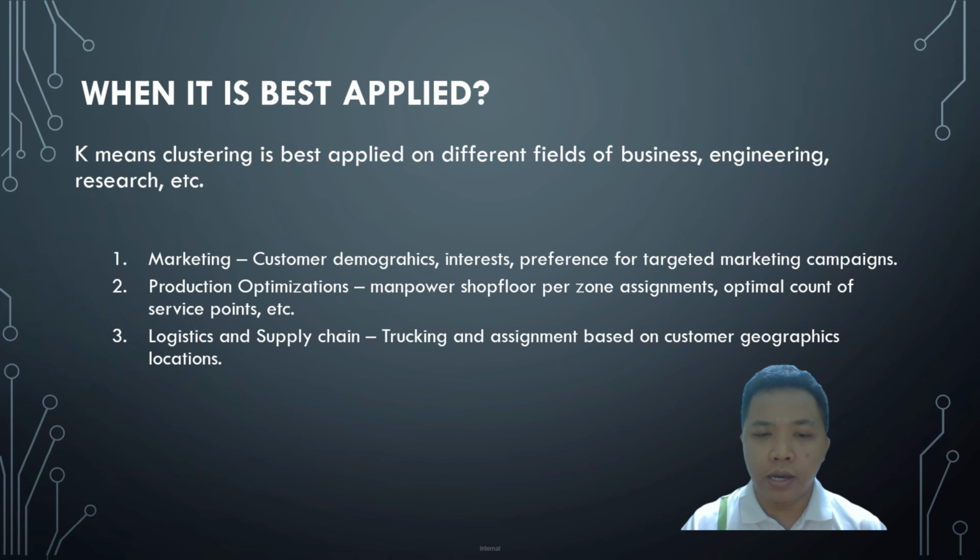Also for production optimization on the shop floor, for example, you can use k-means clustering to put manpower on an optimal number of zone assignments. You can identify the optimal count of service points. You have your entire shop floor and you know your process, so you can use k-means clustering to zone it out with an equal level of work. Also for logistics and supply chain, k-means clustering can be used to achieve the optimal trucking assignment based on customer geographic locations, so you can assign routes that are equal to one another in the work your process is taking.